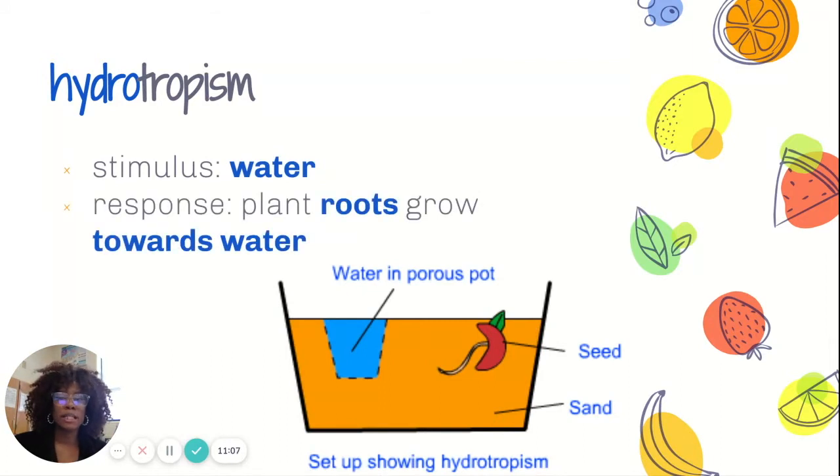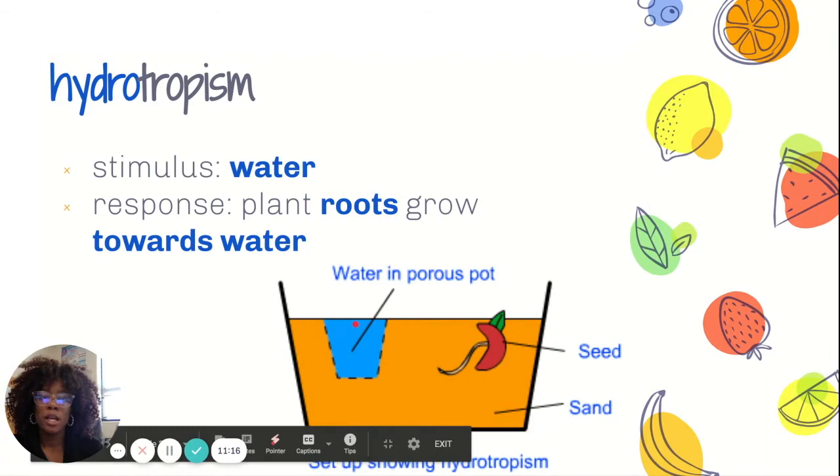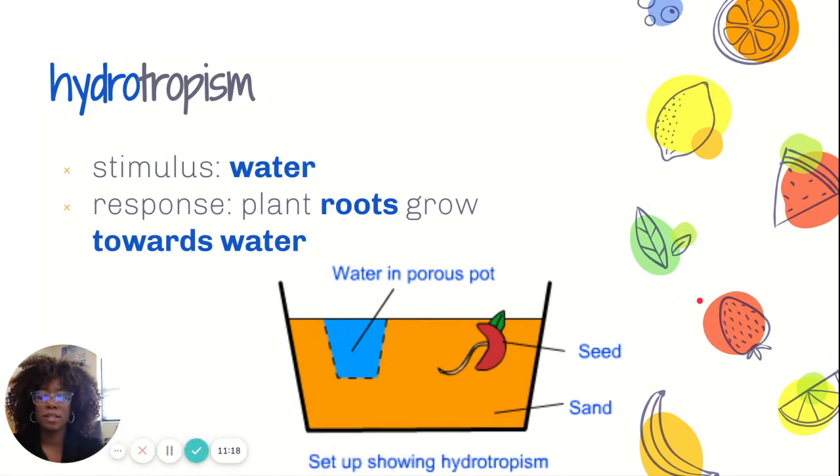Hydrotropism, again, is another one that is pretty self-explanatory. Hydro means water, right? Hydro, water. So plant roots are going to grow towards water. So let's say this is some sort of experiment. This is a design of an experiment that we typically do in class, if we were in class, but we're not, so I showed a picture of it.